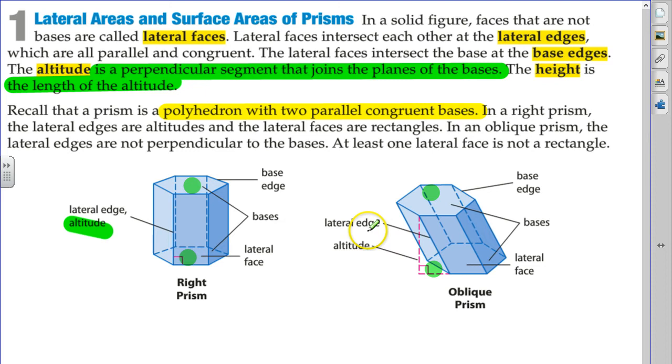Now the tricky part here is on the oblique prism, the one where it's not straight up and down. The lateral edge is this segment right here, but the actual altitude is this segment here. For the right prism, it's the same. For the oblique prism, the altitude is still always the perpendicular distance between the two bases, and in this case the bases don't line up on top of each other, but the planes that are parallel to them are still what we measure between. So again, lateral faces are the sides without the bases. That's the key: faces that are not bases are called lateral faces.